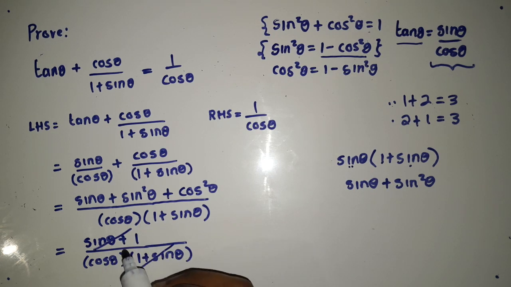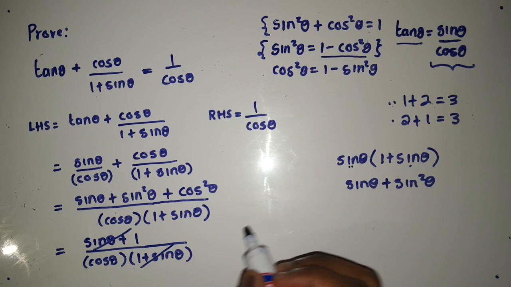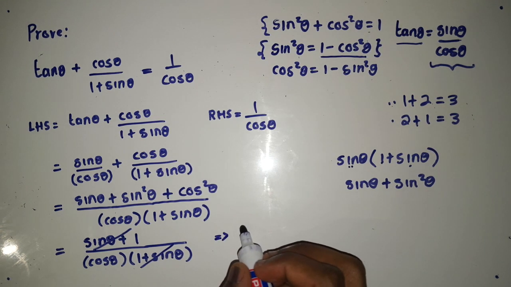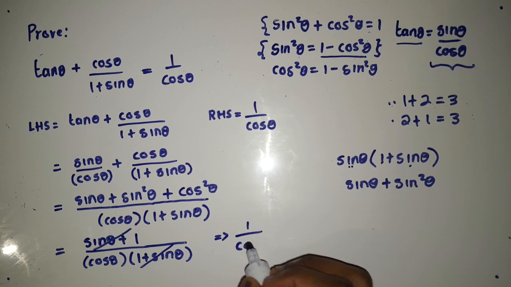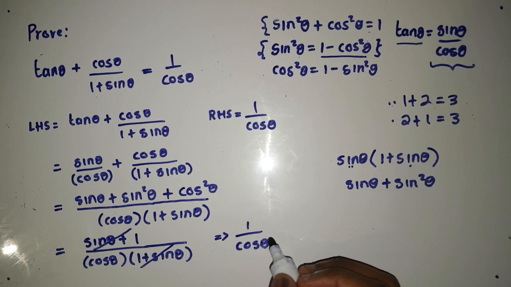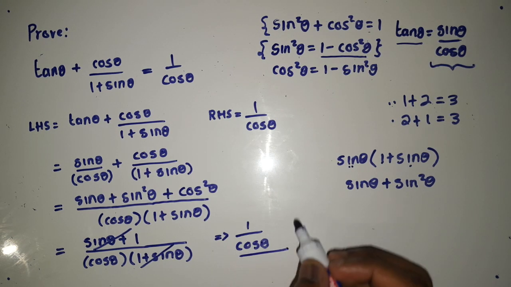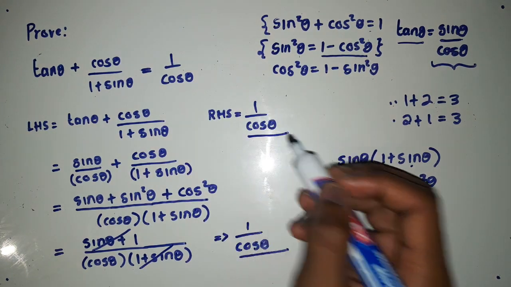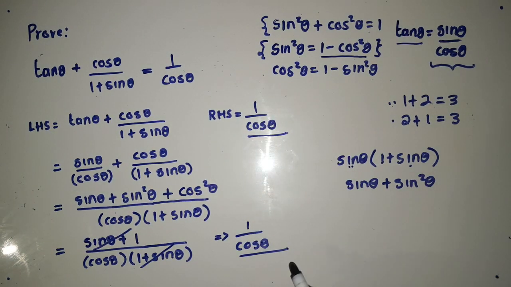Then the final answer is going to be 1 all over, let me write it here, 1 all over cos theta, which is our left hand side. Our right hand side is 1 all over cos theta. You see? Then let us conclude. So let us conclude by saying now left hand side is equal to the right hand side. At this point we have managed to solve this problem. Let me give you another one.